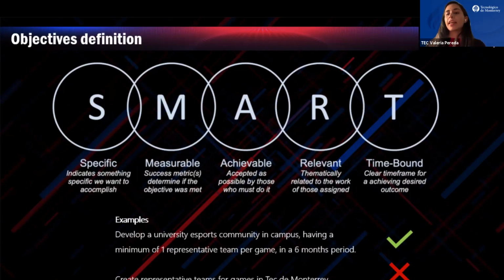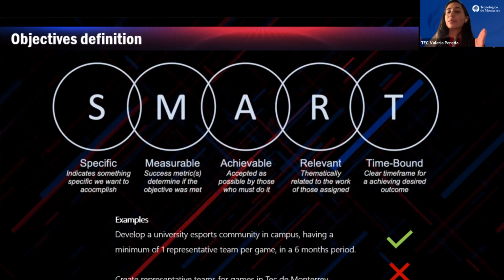Then fourth would be that it's relevant also. For example, what if we say, oh, I'll build my Super Smash Bros. team and that's all. Okay, maybe it's super relevant to me, but is it relevant for all the community, for all the university and all the students? Maybe not. So in this part of relevant, you really need to take into account those needs we were talking about previously.